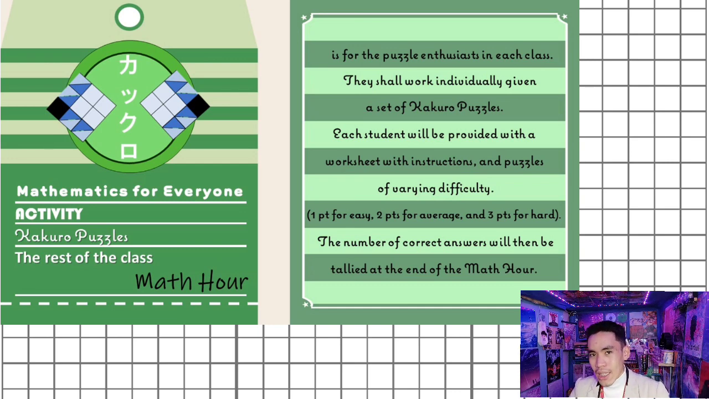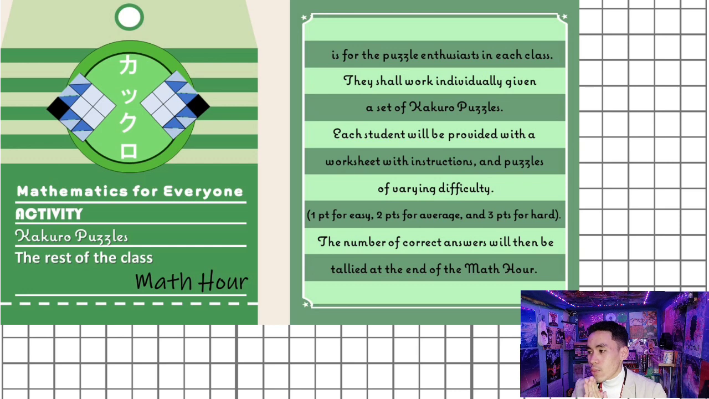Now this one is individual, so basically what happens here, as you notice, is that for the certain activities earlier, there is a corresponding number of students. This time around, all of the students who weren't part of the bulletin board, the quiz bee, the poster making, the Tarantagrams, all of those that are left will take part with the Kakuro puzzles.